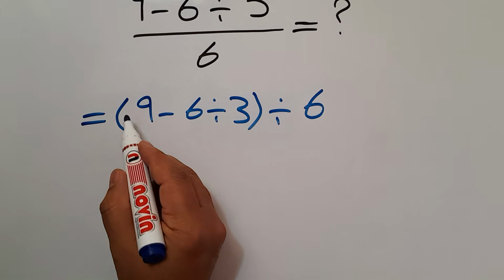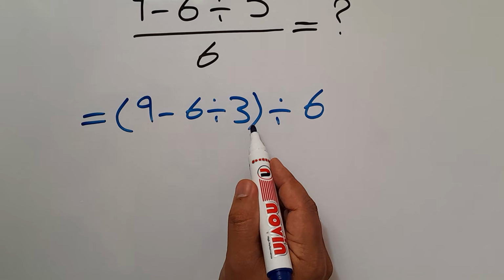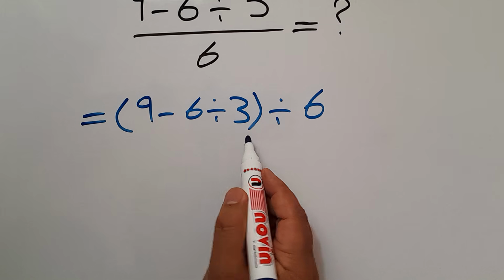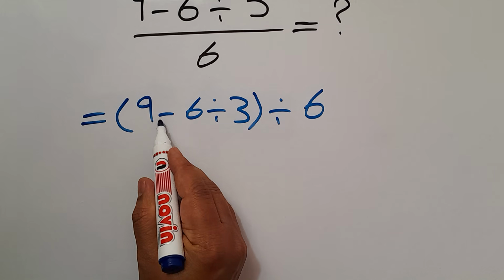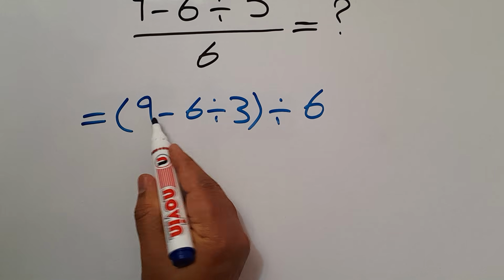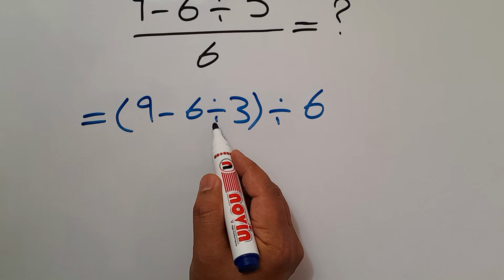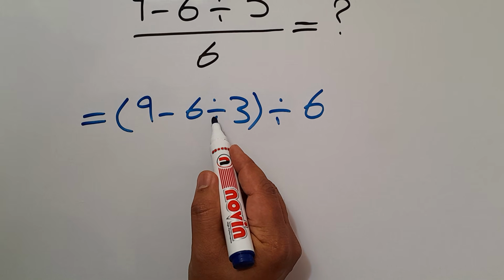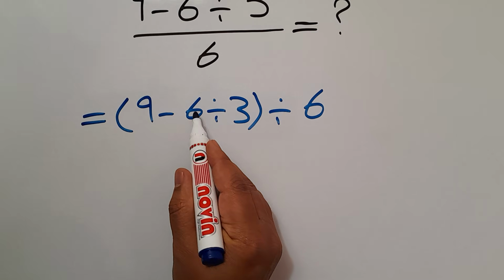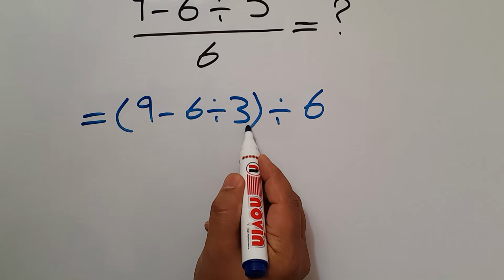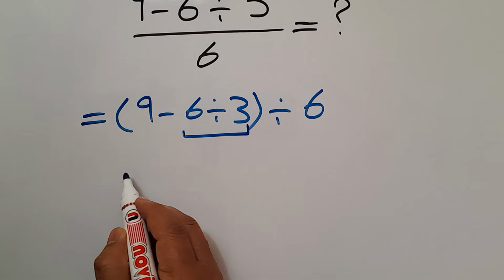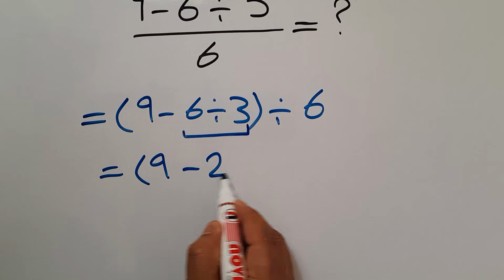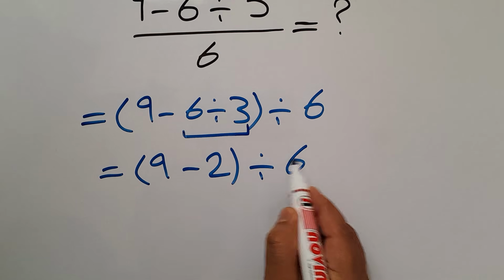As we know, a parenthesis has higher priority than other operations. So first we have to handle this parenthesis. And inside this parenthesis we have this subtraction and this division. According to the order of operations, division has higher priority than subtraction. So first 6 divided by 3, which equals 2. So we have parenthesis 9 minus 2, divided by 6.